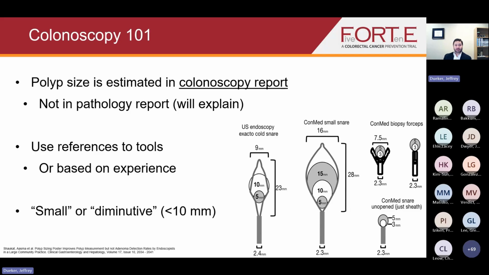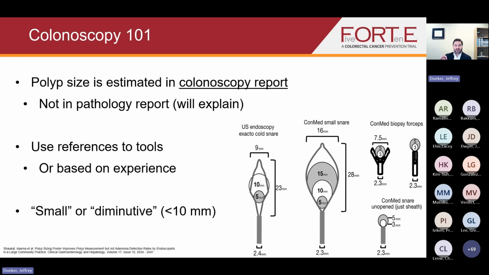And the same with our biopsy forceps. These are little grasper tools that allow us to remove polyps. If it's closed, if it's open, between those two, we can get an estimation of the size. So a lot of this we're using to tell you what size it is.